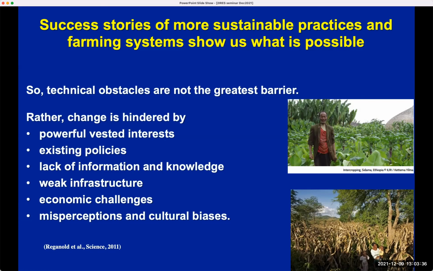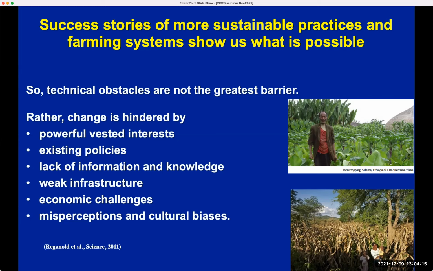Existing policies in the United States, we have the Farm Bill. We did get rid of crop subsidies, but you still have crop insurance, which is for some of our big crops like wheat, corn, cotton, soybeans. That could be a problem. You're going to have policies and you're going to support farmers to do it for environmental reasons. There's also lack of information and knowledge actually getting to growers. Weak infrastructure in less developed countries where they don't have refrigeration, they can't get their crops to market. Economic challenges, that's a whole range of stuff.